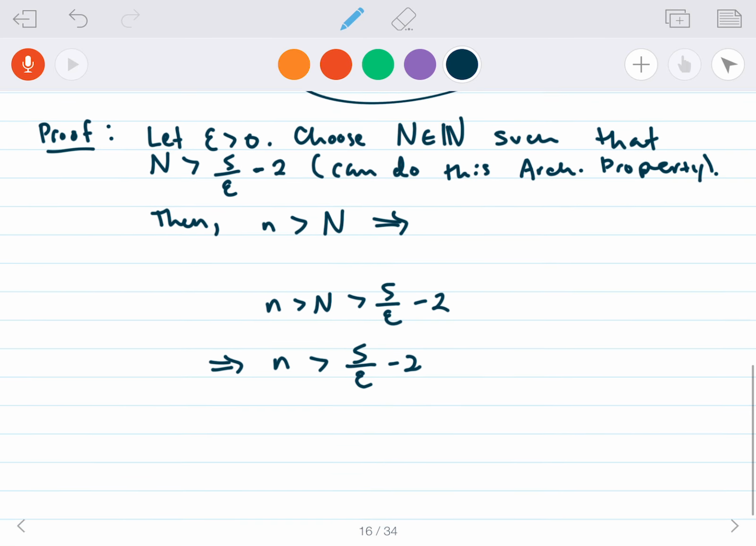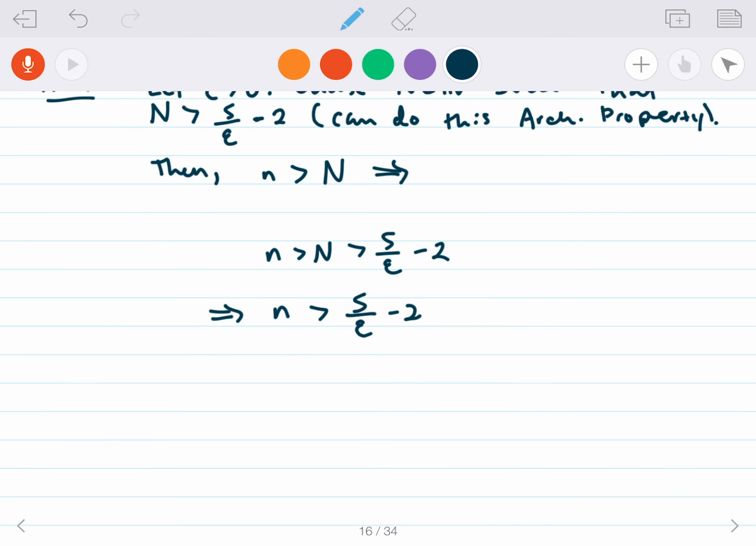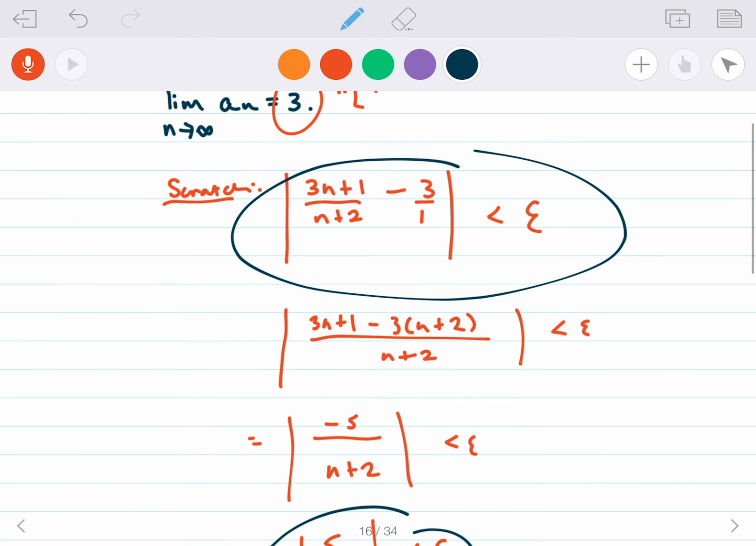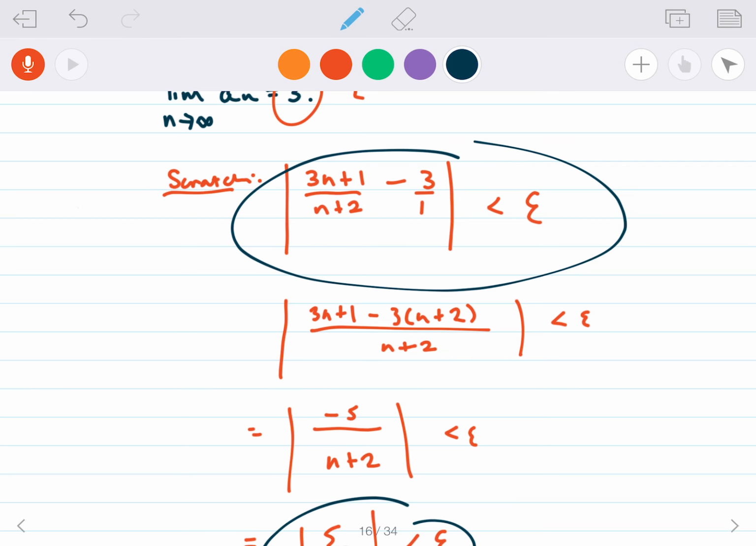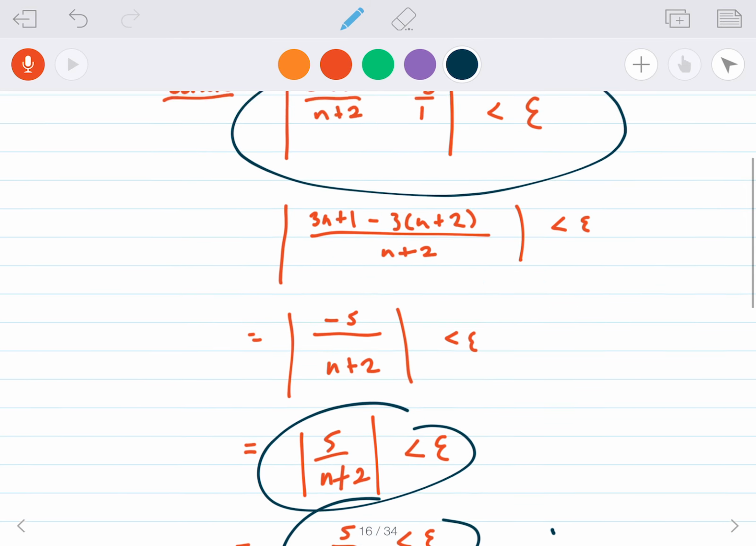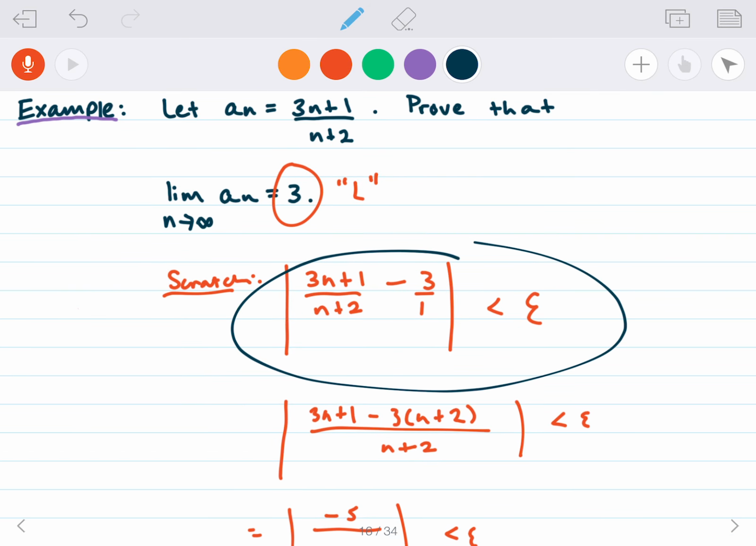I'm not going to say it at this point because we've already done too many examples where I said every little thing. But the idea is you're repeating the work until you get to our very first line, which is 3n plus 1 over n plus 2 is less than epsilon. And we're done. Therefore, we have shown that this sequence does indeed converge to 3.